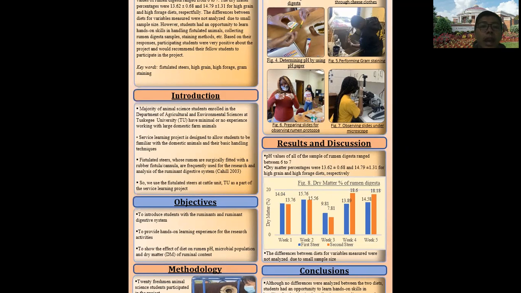Here, we also have two fistulated steers, and we know that fistulated animals are frequently used for the research and analysis of the ruminant digestive system. So we use these fistulated steers at the cattle unit for the service learning project, and my poster is all about how we use these fistulated steers for the service learning project.